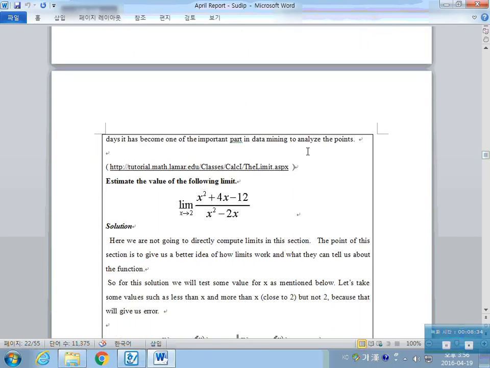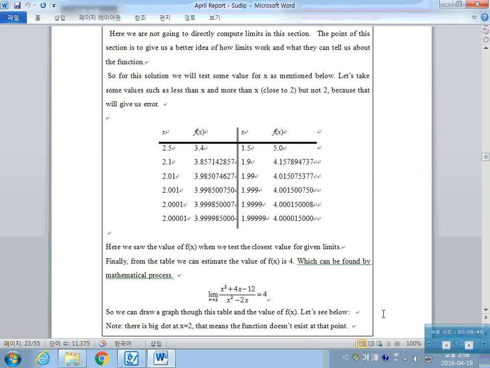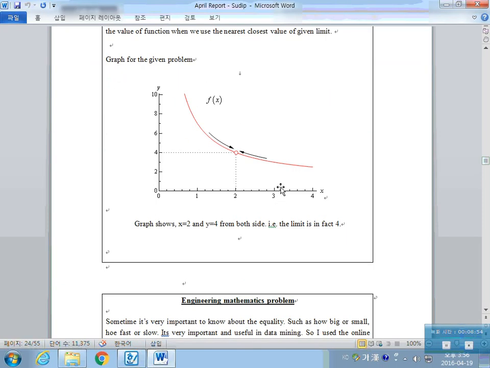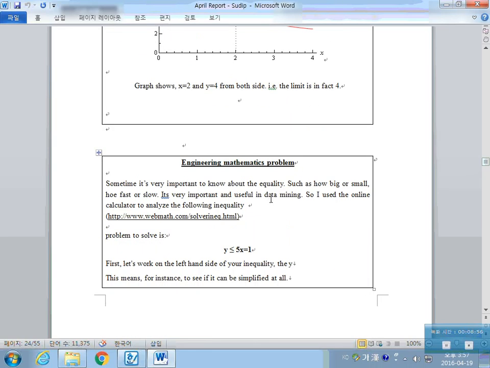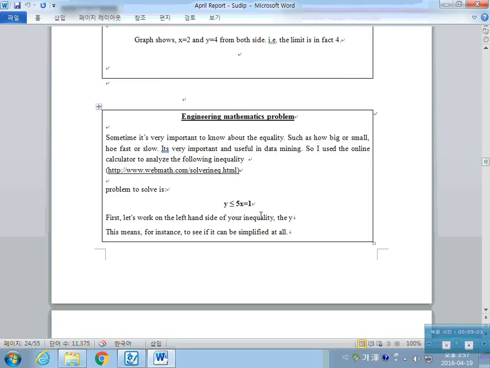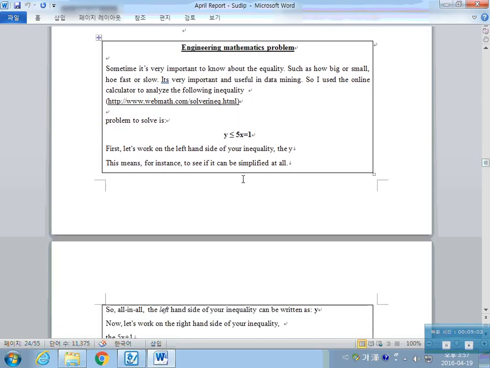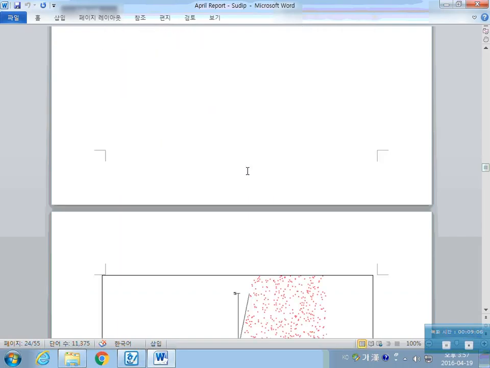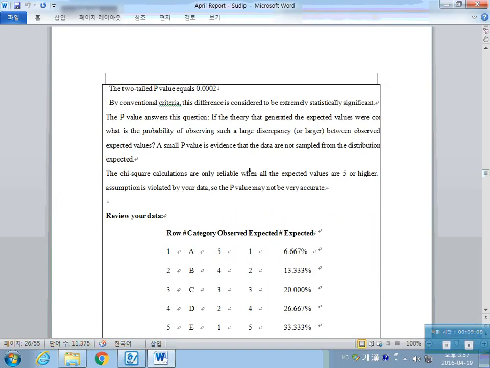And for the calculus problem, I just tried to find a simple related question. That is another online tool I use. If you just put in that equation, then it will give you the solution, like the nearest value of the exact point. And it will also give the graph on the same web page. Similarly, related to engineering, I tried to find an inequality equation with the same online tool. Very simple.